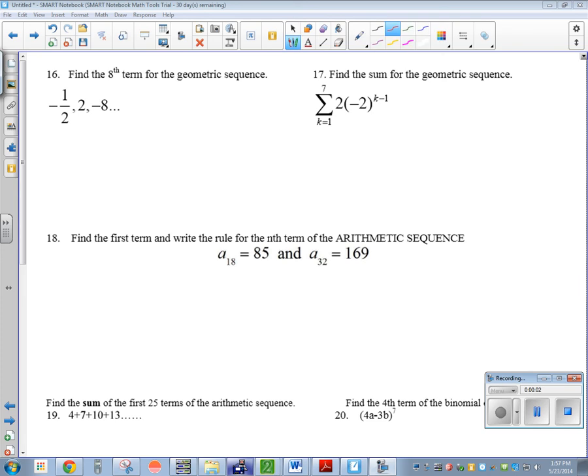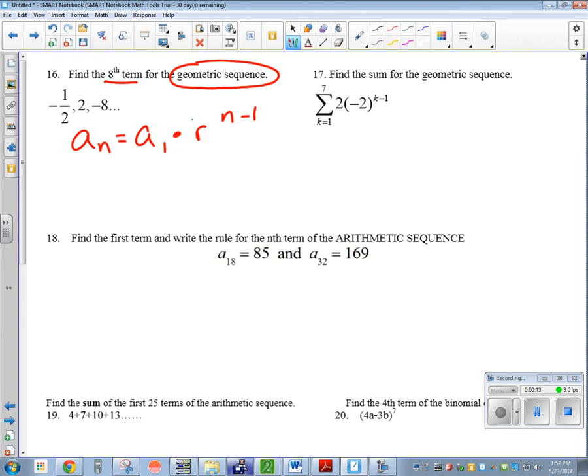Find the 8th term of the geometric sequence. Since it says geometric sequence, my ratio. Ratio is whatever you're multiplying by in the pattern. If you don't know, take any number, divide. So negative 8 divided by 2 tells me my ratio is negative 4.